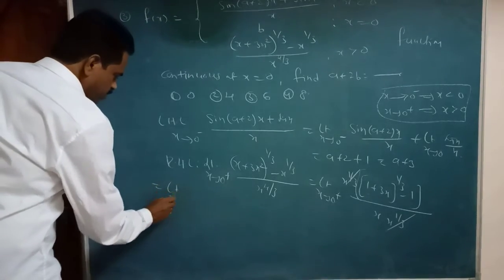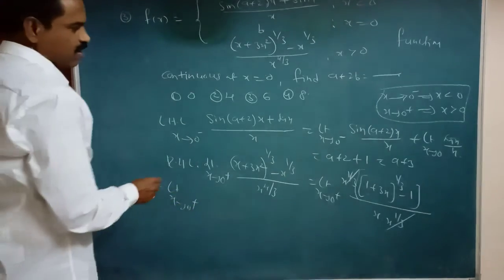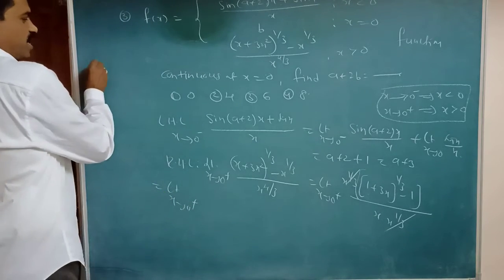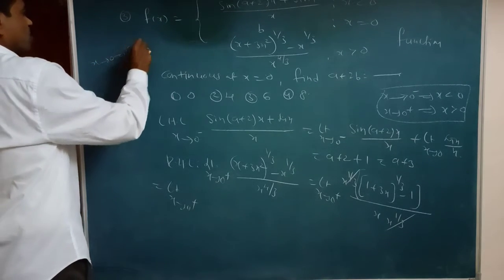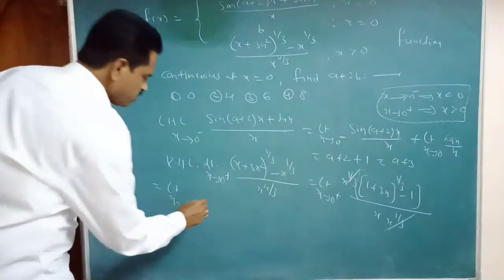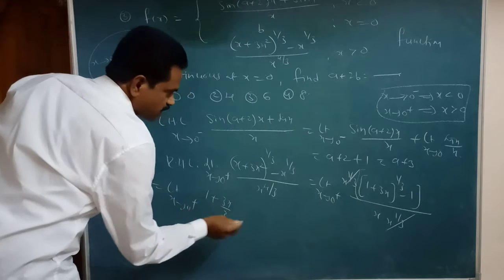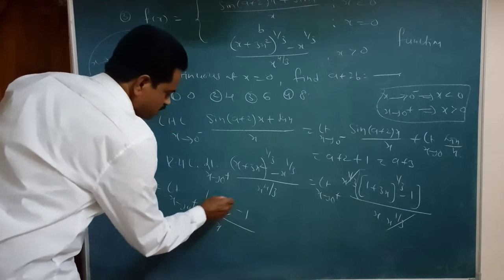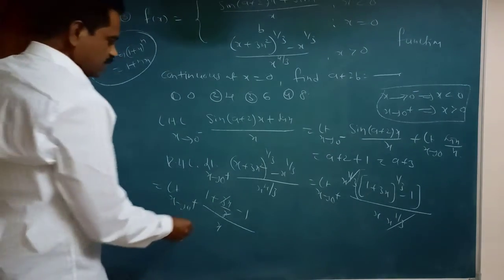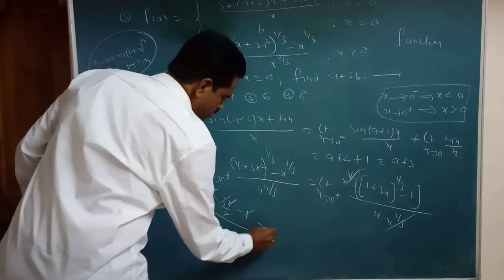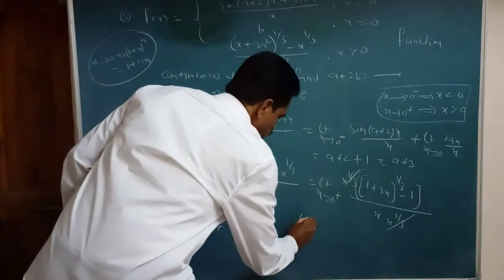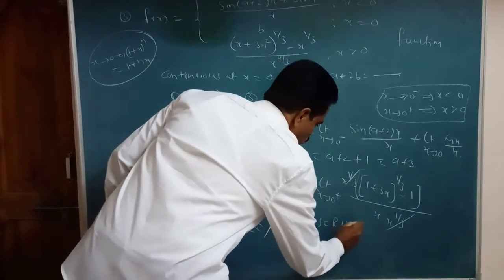So that is equal to limit x tends to 0 plus. What is the remaining here? (1 plus 3x) whole power 1 by 3. We know that when x tends to 0, (1 plus x) whole power n is 1 plus nx. So we can write here 1 plus 3x by 3, minus 1, divided by x. Here 3 cancels, 1 cancels, x cancels. What is remaining here? 1. So RHL is 1. Therefore LHL equal to RHL equal to f of 0.